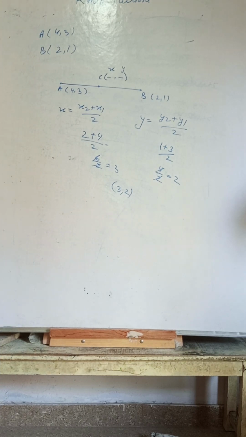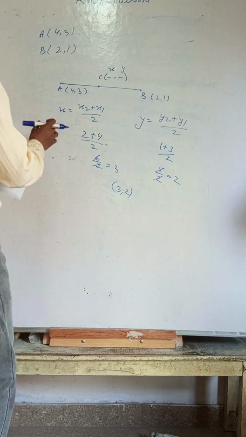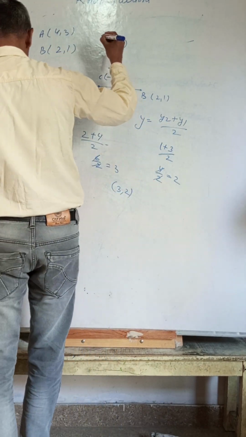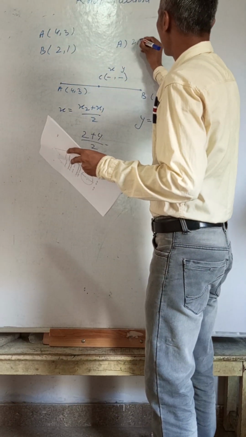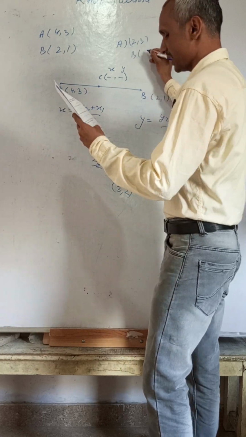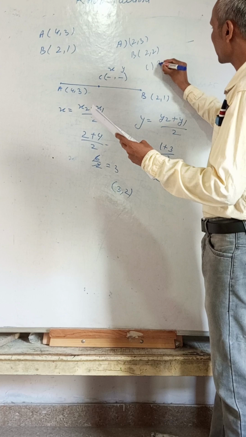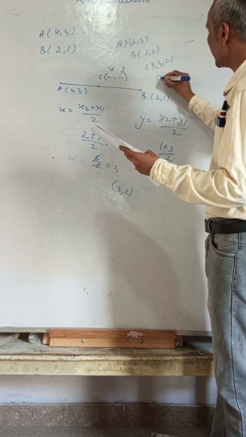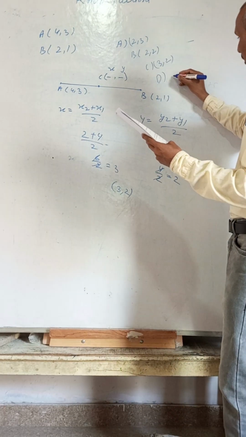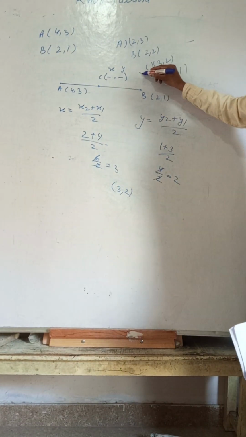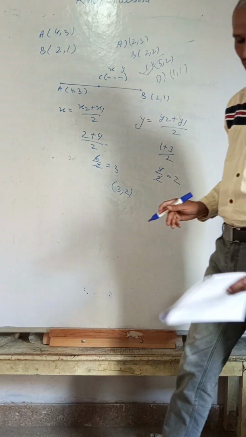In that, the options given here: option A is (2, 3), option B is (2, 2), option C is (3, 2), and option D is (1, 1). So now we got (3, 2). So C is the correct answer.